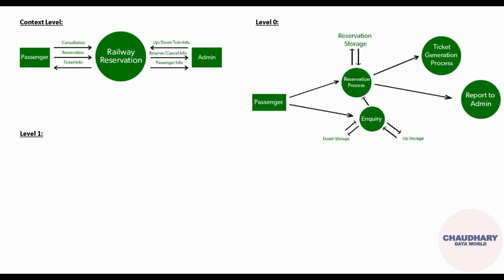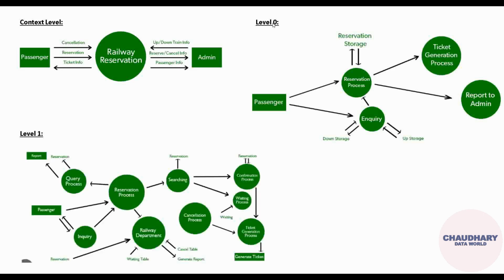Now, going to level 0, you can see that this particular reservation process has multiple sub processes in it: reservation storage, down storage, up storage, inquiry. The inquiry is one process, and the reservation process is another process in this whole railway reservation system. After that, we have different entities over here, that are passengers. Another sub process is the ticket generation process, and the report to admin process. Like these, there are different processes categorized into level 0.